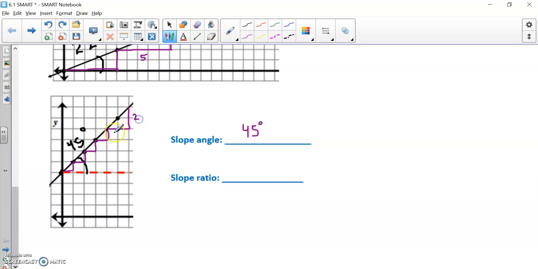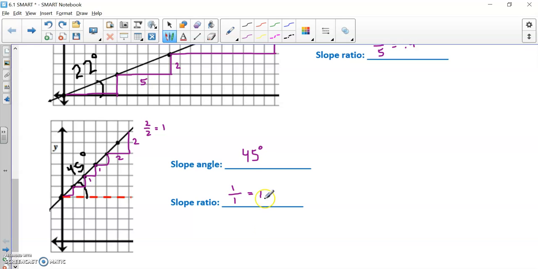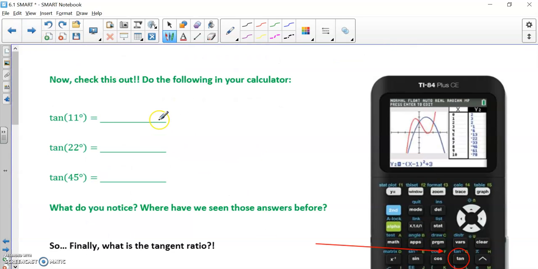If I did that one, I would have 2 over 2. If I did this tiny one, I would have 1 over 1. Really, my slope ratio is 1 over 1, which is just equal to 1. And of course, if we use this triangle, we would have 2 over 2, which is still equal to 1. So again, it doesn't matter which triangle you use. Okay, so now that we've done this, let's go to the next page and take a look at this tangent concept.